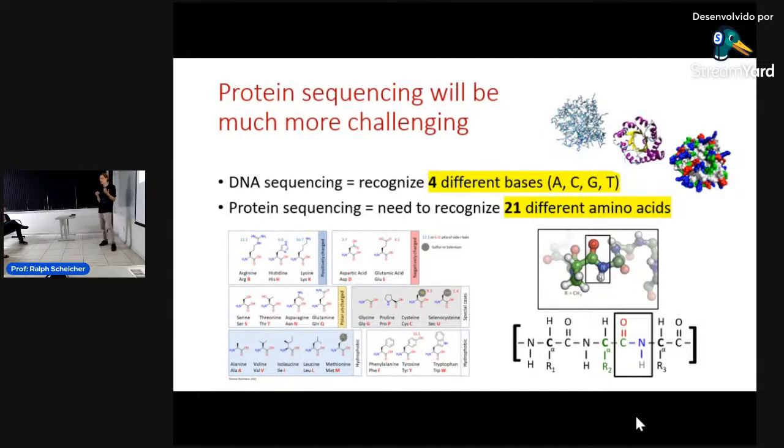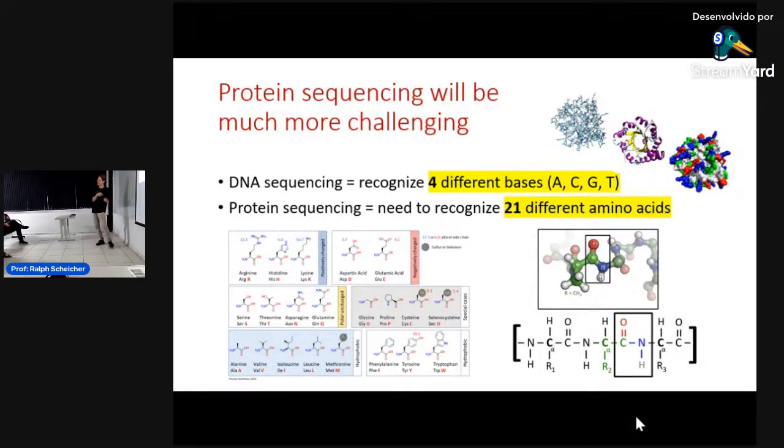But for amino acids, you have 21 different amino acids that make up proteins. So you have to distinguish between many different molecules here. On the one hand, it's easier because they come in very different sizes. Some have very big side groups, some are very small. But it's also very challenging because they have different polarities.